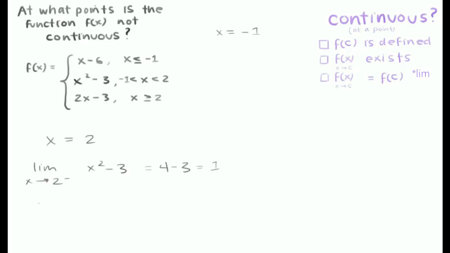If we look at the limit as x approaches 2 from the right-hand side, we're going to use the bottom equation because it is closer to 2 from the right-hand side. And we also get 1. Therefore, the limit as x approaches 2 is 1. So that satisfies the second condition of the definition of continuity.